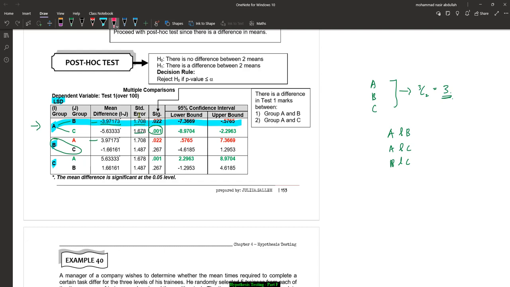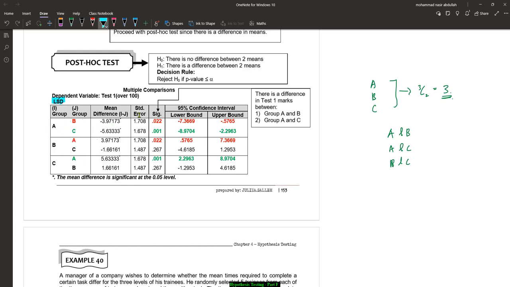Boleh. Same for groups A and C. The p-value is also less than 0.05, so we can say that there is a significant difference between A and C. Right? So another way to look at it: let's say I did not give you the p-value.